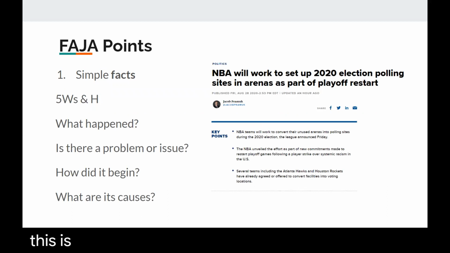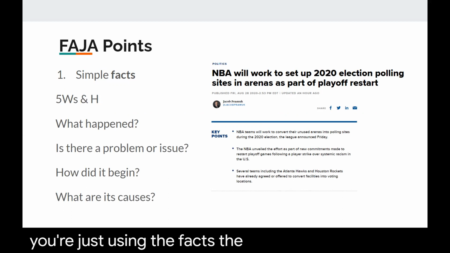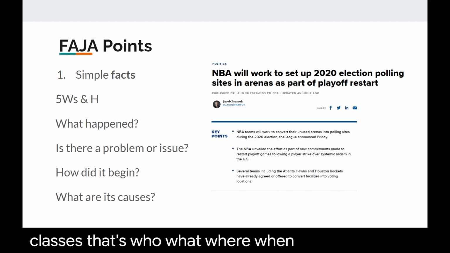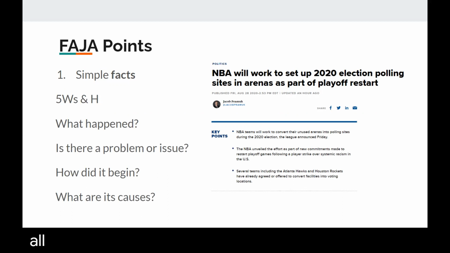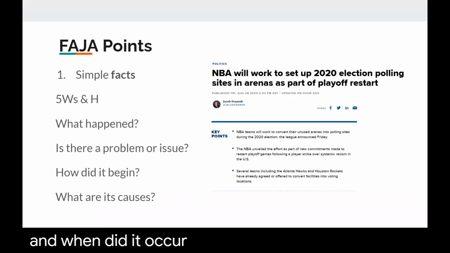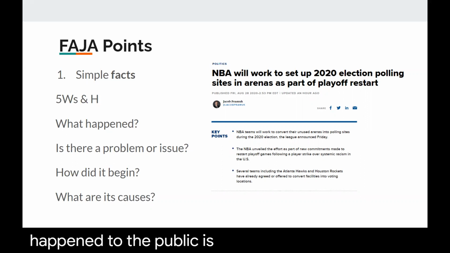Simple facts is what we know as basic journalism. This is when you're just using the facts, the Dragnet, just the facts, ma'am. And it really relies on the 5 W's and an H. If you haven't heard this used in previous journalism classes, that's who, what, where, when, why, and how. It's all of the facts about what happened, who's involved, and when did it occur. So you're really asking yourself, what happened? And how can I communicate what happened to the public? Is there a problem or issue that needs to be addressed? How did it begin? And what are its causes?